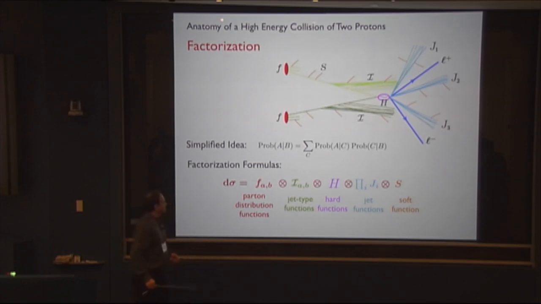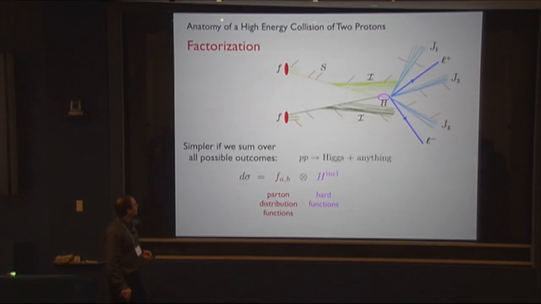And I'll give you some explicit examples of that later on. So that's what factorization is. So let's simplify that. That's rather complicated. You can simplify it in one way by saying I don't really care too much about the final state as long as I know I had a Higgs boson. So let me sum over all the possible jets in the final state.